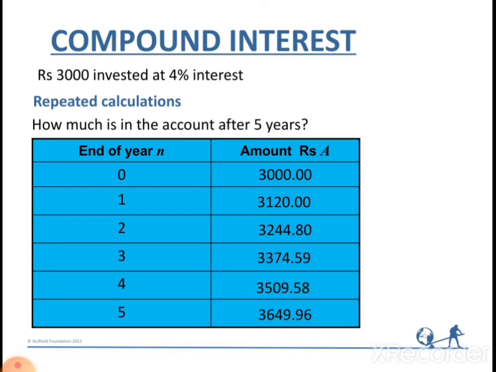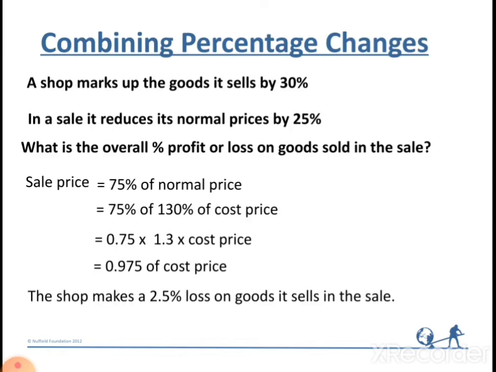After the third year it becomes 3374. After the fourth year it becomes 3509. After 5 years, which we had to find, it is 3649.96. Now the topic will be changed.